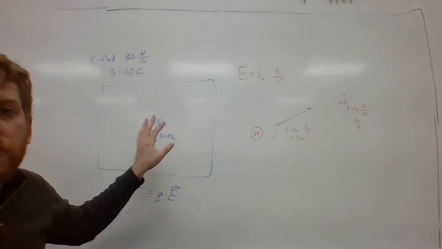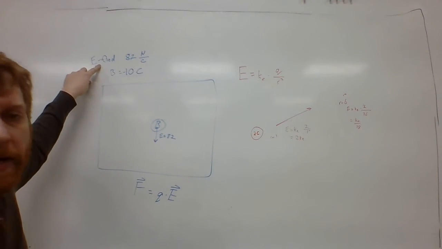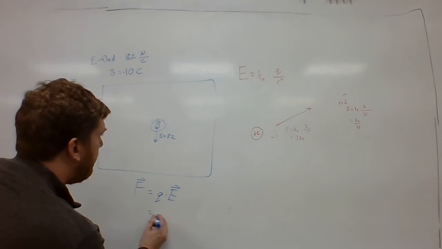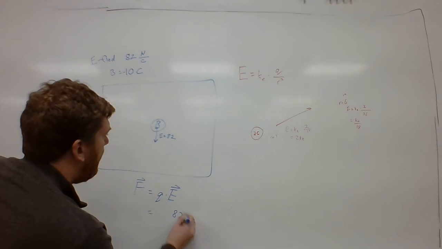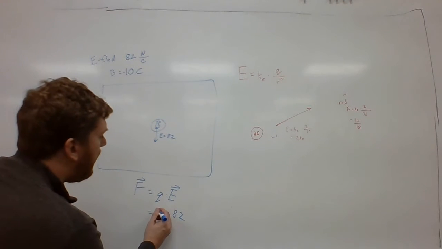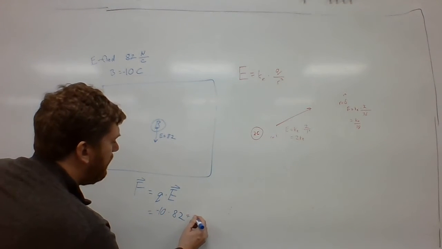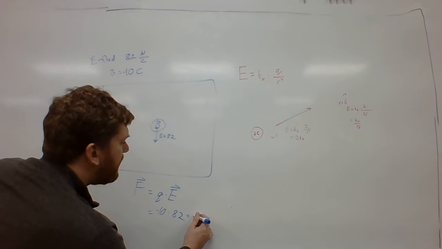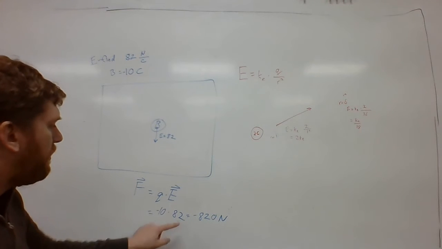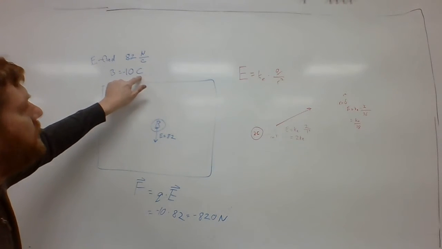Well, we don't know what other sources caused this electric field, but I told you what the value of the electric field is. And so we know that E is 82, and it points downwards. I told you B has a charge of minus 10 coulombs. And so our total force is going to be negative 820 newtons, because our field is in newtons per coulomb and our charge is in coulombs.